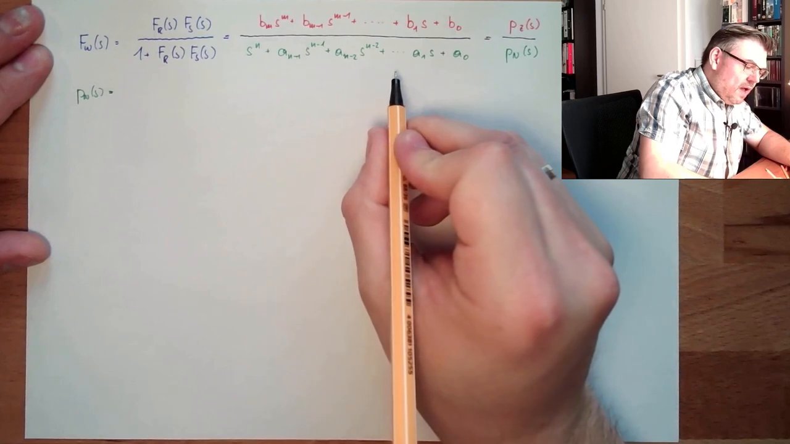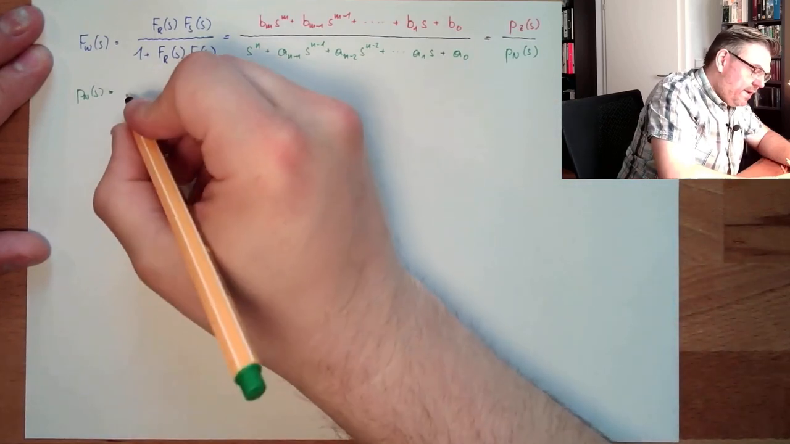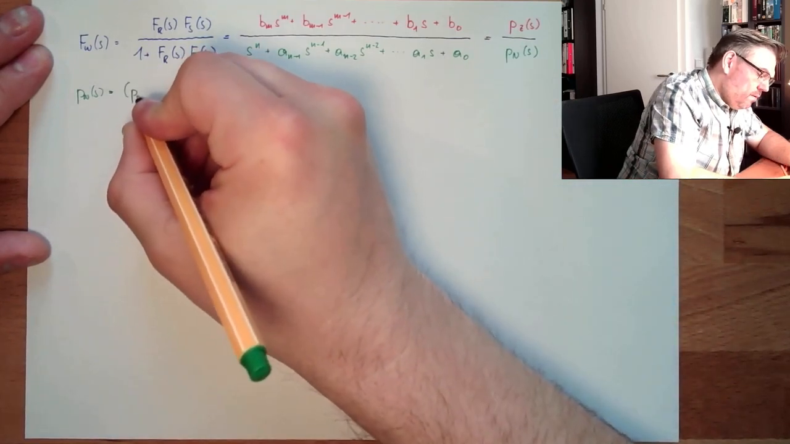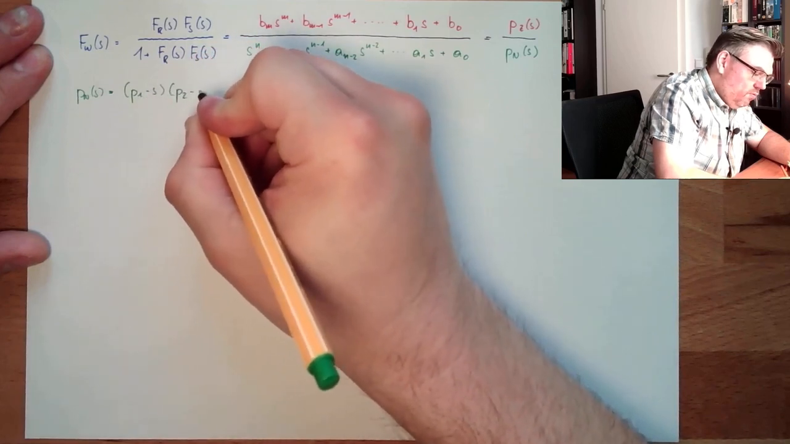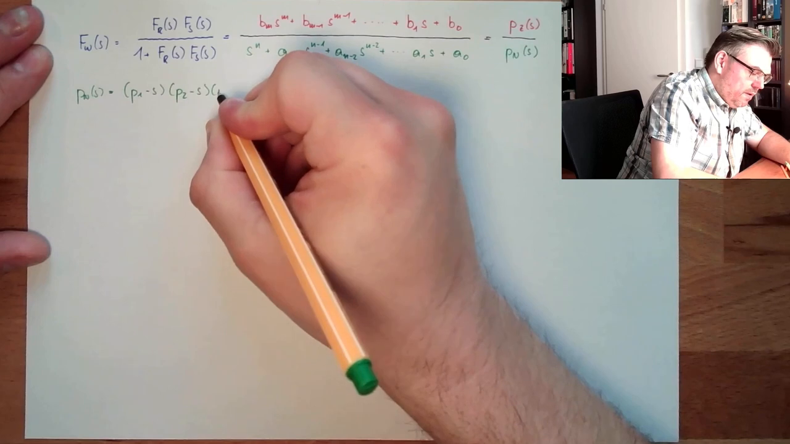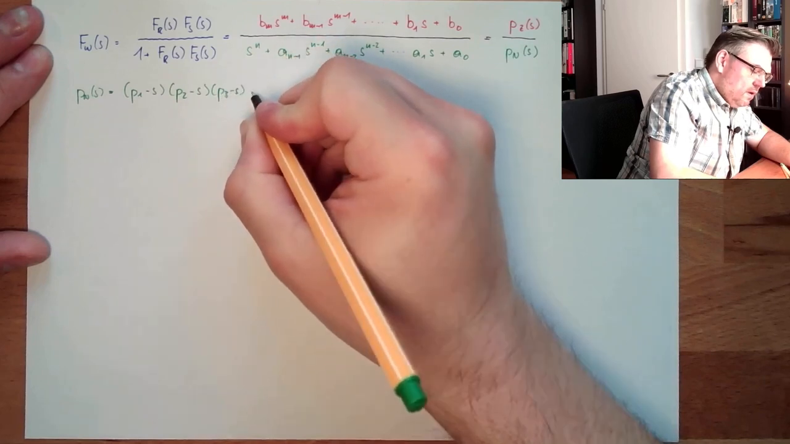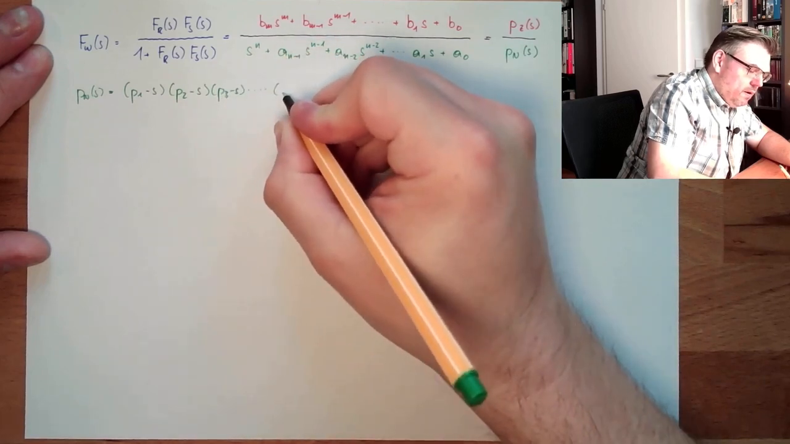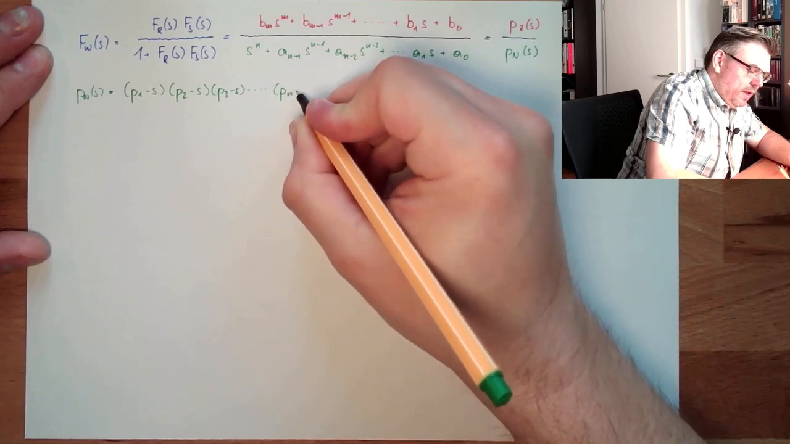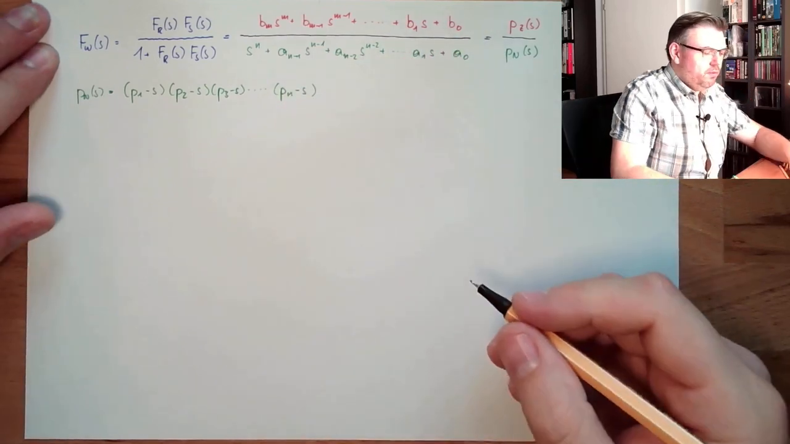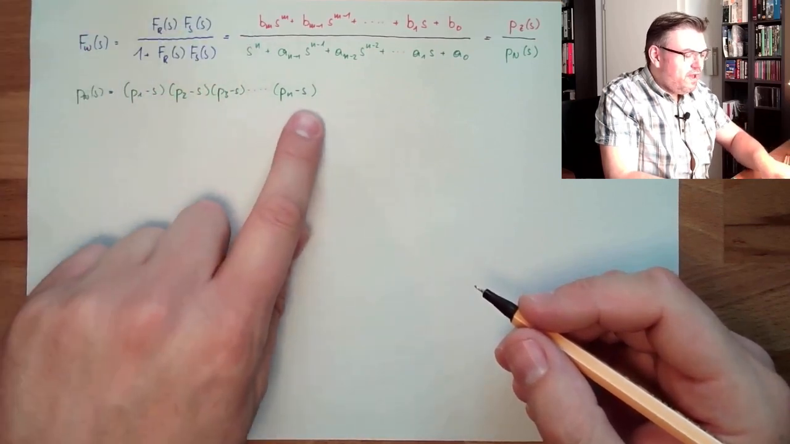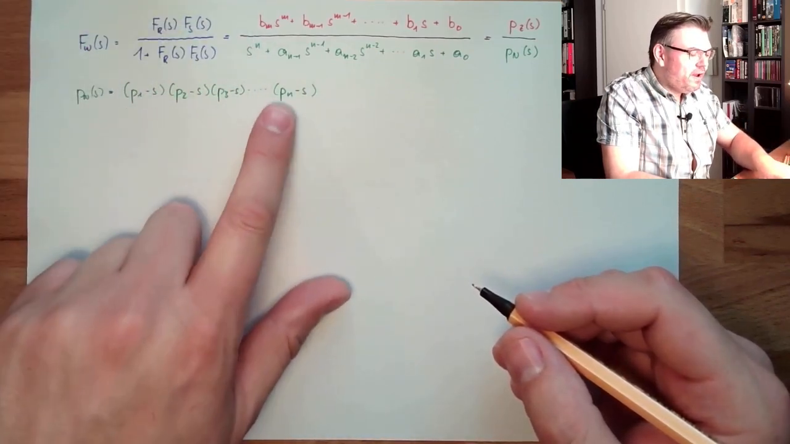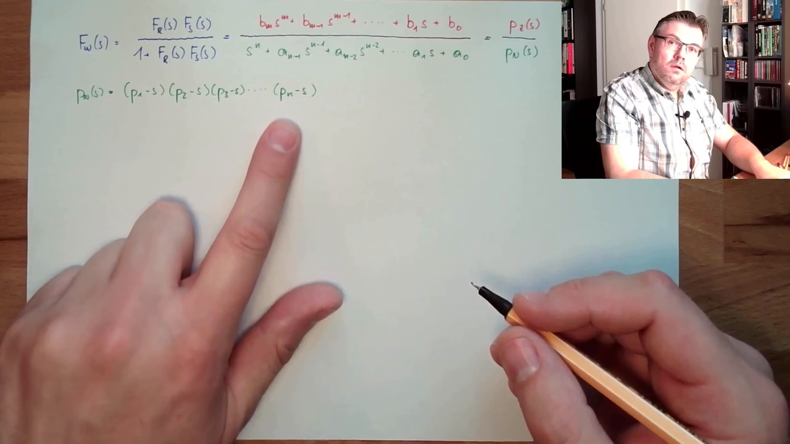This means the denominator polynomial P_N, which is this, I can also write like (p_1 minus s) multiplied by (p_2 minus s) multiplied by (p_3 minus s) multiplied up to (p_n minus s). Usually we have an nth degree polynomial. So we have n different zero points.